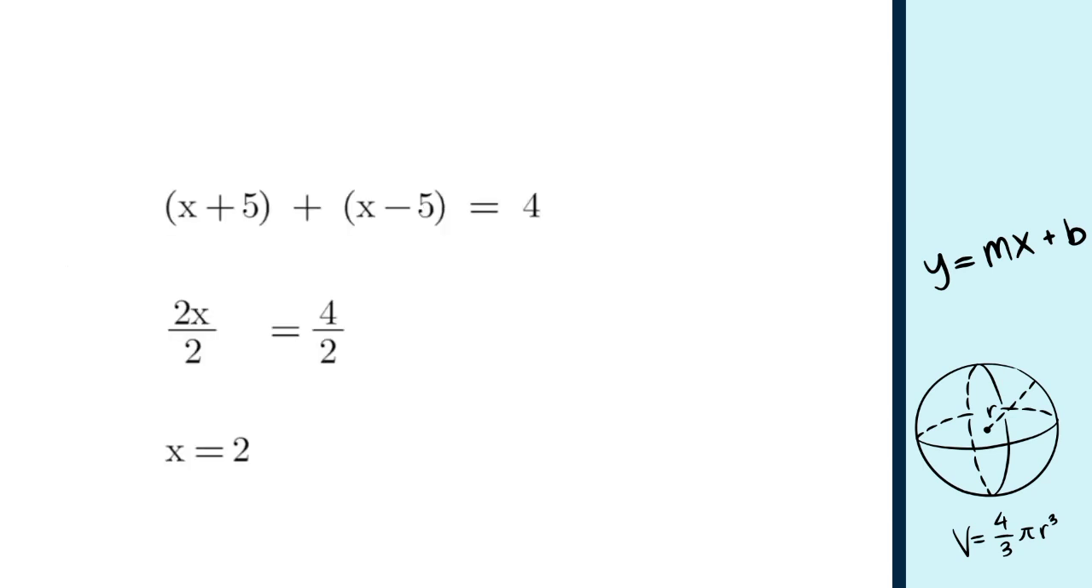Now we combine like terms. Positive x plus positive x is equal to 2x. Positive 5 plus negative 5 is equal to 0. Now we divide both sides to find the value of x. 2 divided by 2 is 1 and 4 divided by 2 is 2. So the value of x is 2.